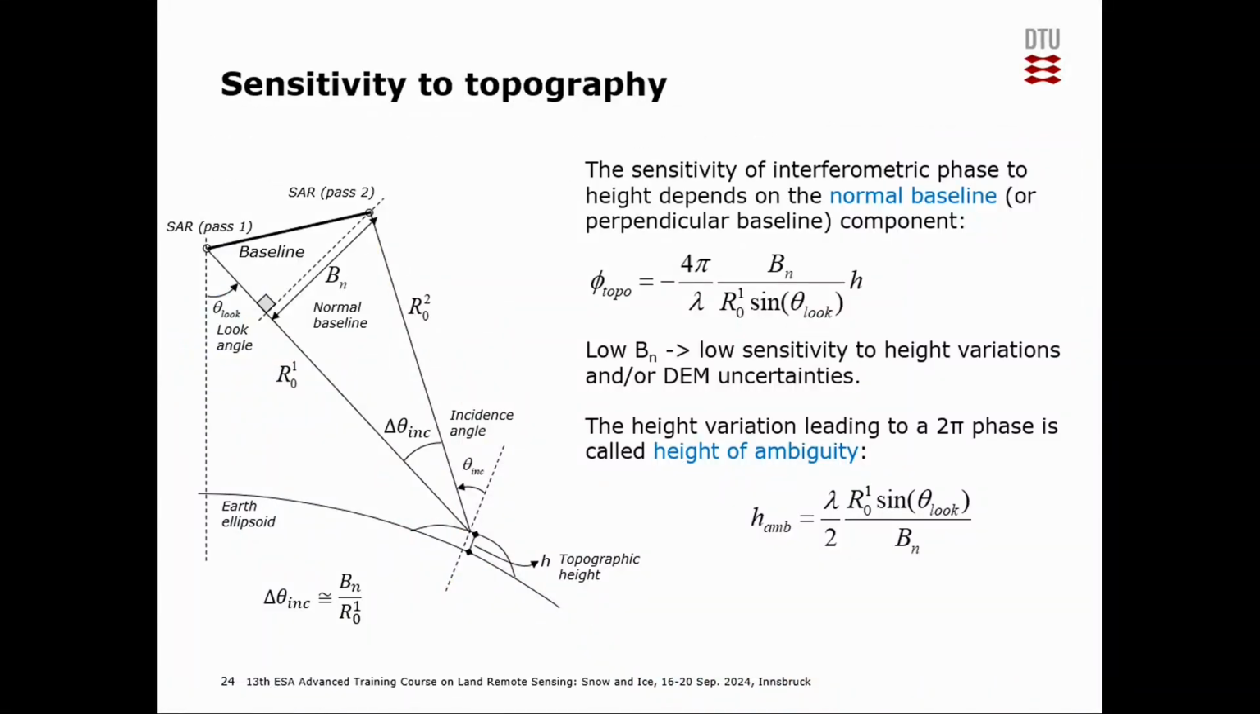This sensitivity to height is regulated by the normal component of what is called the interferometric baseline. The interferometric baseline is just a jargon to say the difference between position vectors of the two interferometers, of the two satellite antennas. And the normal component is normal to the so-called line of sight of the satellite. This regulates how much phase variations are influenced by changes in topographic height. If we have a close to zero perpendicular baseline, we are not sensitive to height variations.